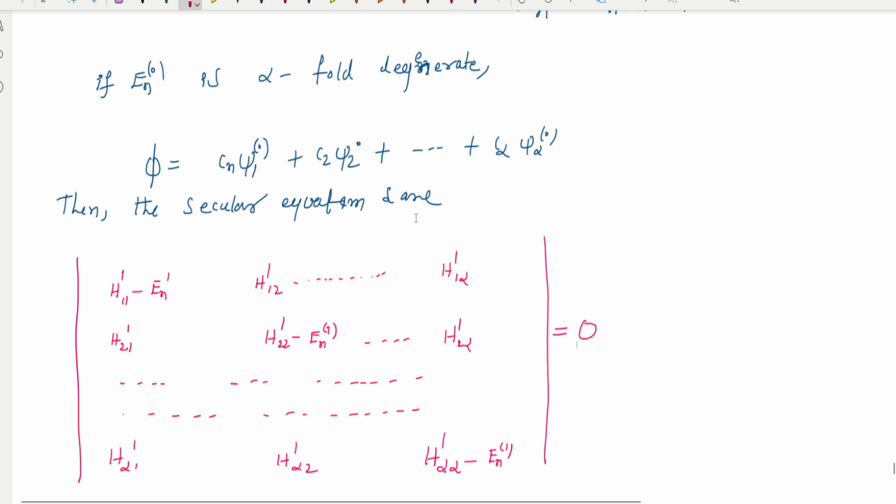Next class we're going to discuss a very important one, the first order Stark effect in the hydrogen atom. The Stark effect in the hydrogen atom, the non-degeneracy case, we already discussed. This is the degeneracy case, which is more important than the non-degeneracy case.